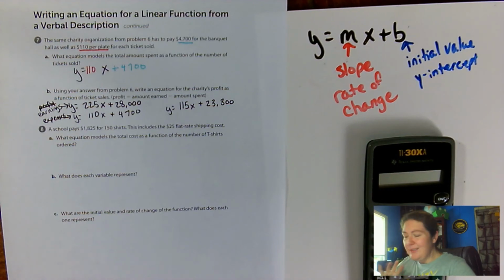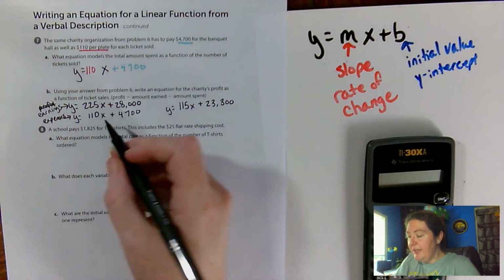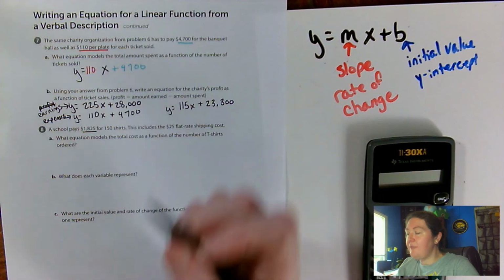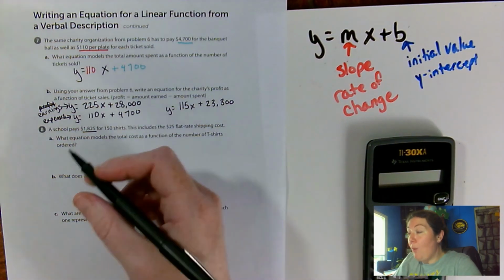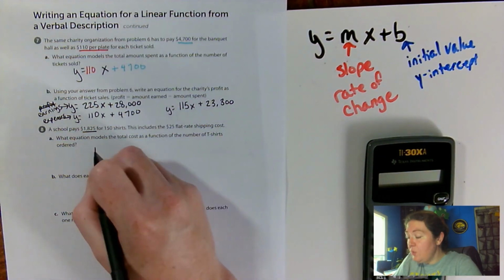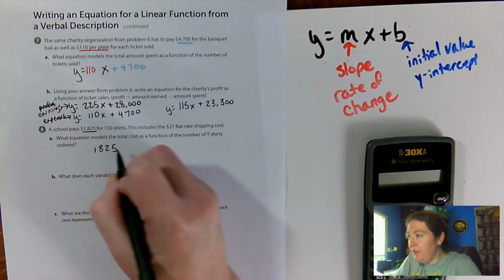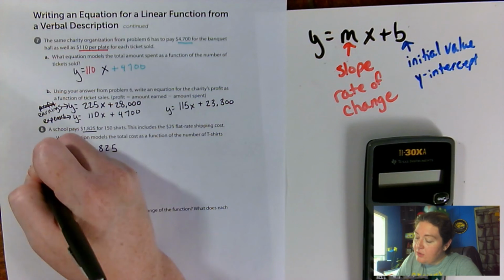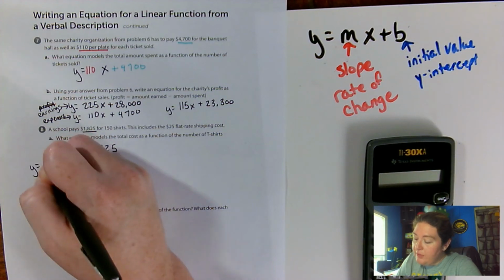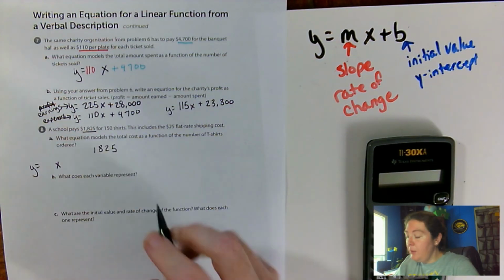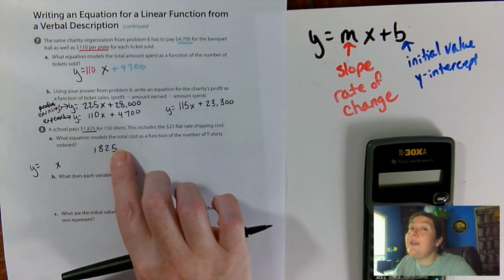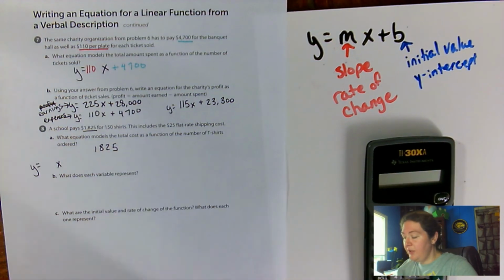Alright, this one does something a little different. It tells me 1,825 is the total. So my y in this one is 1,825. I've still got to make this equation. Part of my answer is looking for y equals mx plus b, but they're giving me the y, so something else is going to be missing. Let's see if we can figure that out.